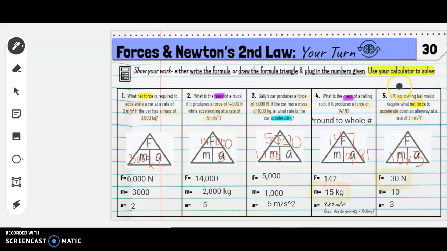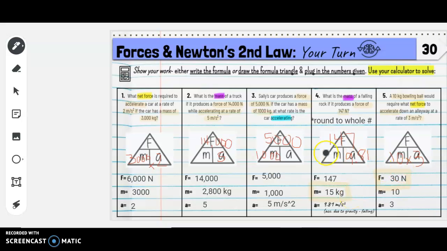Then for number 5, it said a 10 kilogram bowling ball. So since it said kilogram, we know that was our mass. Would require what net force, so we're looking for the force, to accelerate down an alleyway at a rate of 3 meters per second squared. So with those units, meters per second squared, we know that is our acceleration. When we plug that into our formula triangle, M and A are right next to each other. So that tells us we had to multiply the 10 times 3, which gave us 30. And our units for force are newtons. So make sure you got those correct.